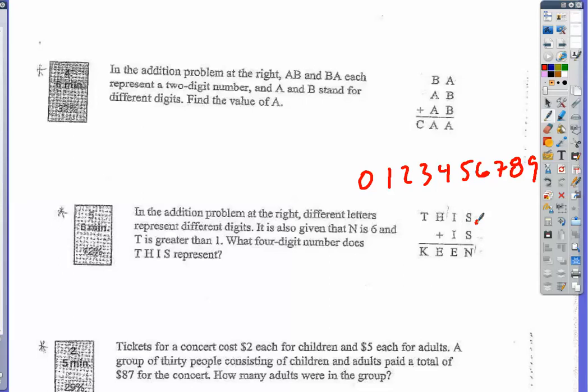And so let's read the problem. It says, in the addition problem to the right, different letters represent different digits. It is also given that n is 6. Well, let's put that in. And t is greater than 1. That's a big deal. T is greater than 1. What 4 digits does this represent?